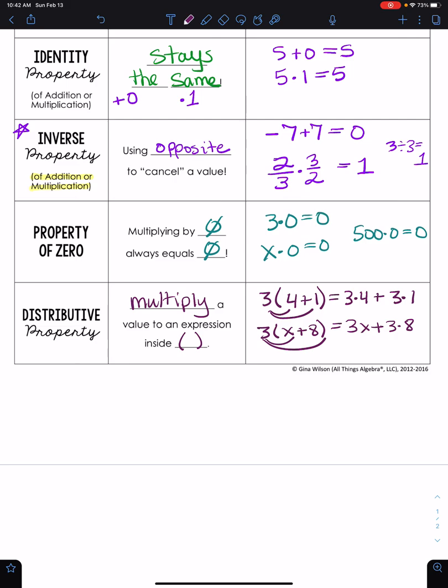The word distribute means to give one to each. Like when I passed out your notes, I distributed the notes. I gave one to each of you. So you're multiplying this 3 times each thing in parentheses. You're multiplying it by each. You're distributing it among the terms in the parentheses.